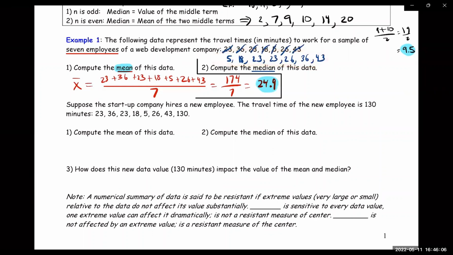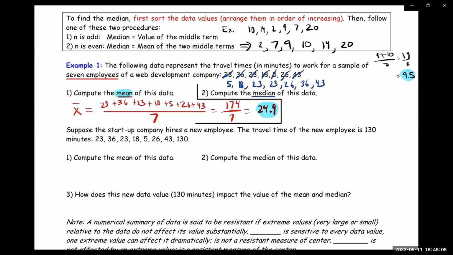There's 7 of them. 7 is odd. Odd. Yeah, so when there's an odd number, you just take the middle term. So the middle one is this one, because there's 3 to the right, 3 to the left. So this one is the middle one. That is the answer. 23 is the median.